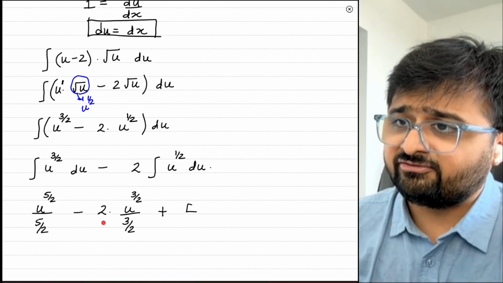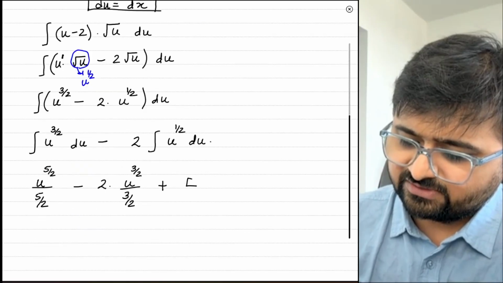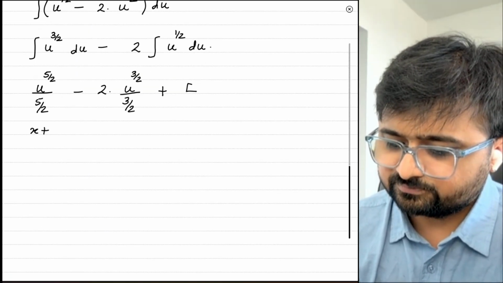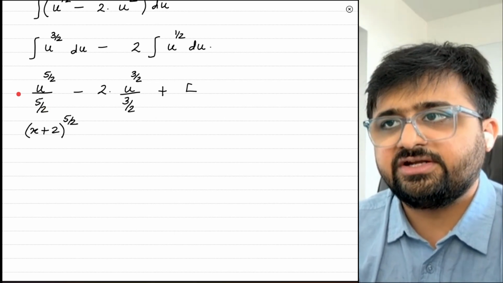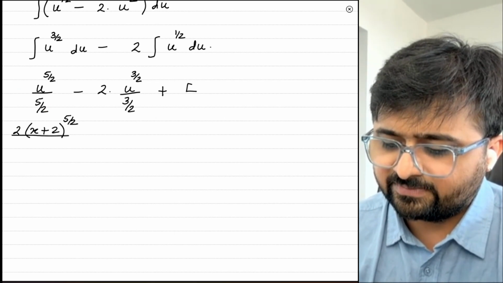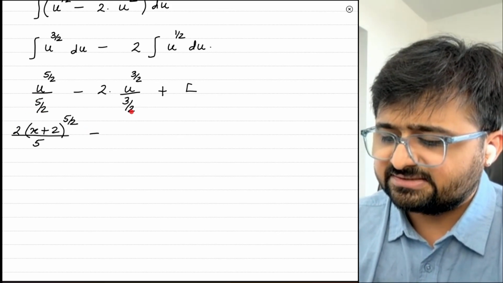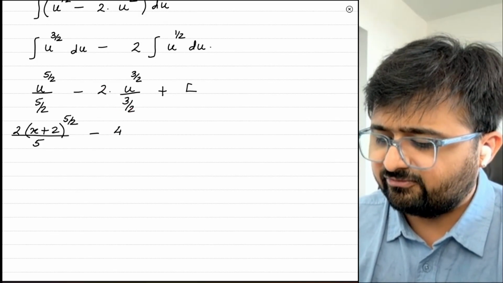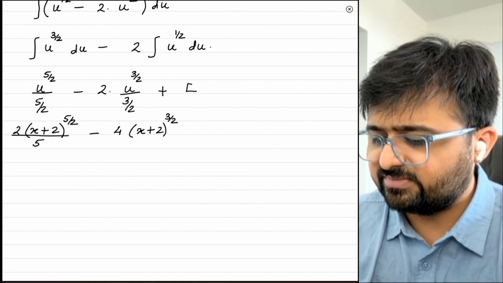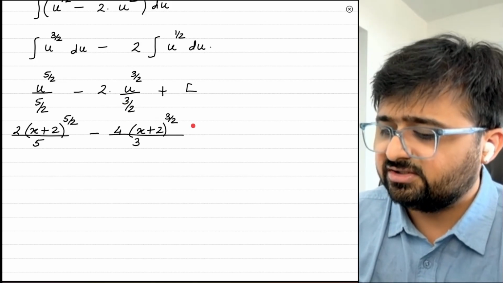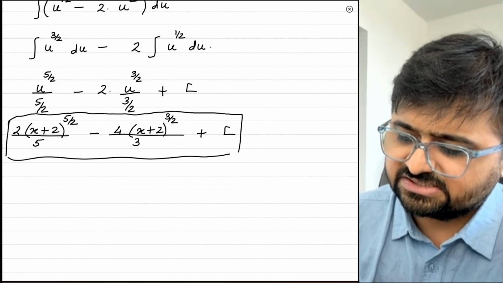Now let's convert this final result back in the x world. So u was nothing but x plus 2. So instead of u, we can just write x plus 2 to the power 5 by 2. Remember that this 2 is in the denominator. Denominator can be taken in the numerator. So I have 2 divided by 5. So that 2 just came in the numerator. And I already have that 5. Minus this 2 again can be taken in the numerator, so that will become 4. And instead of u, I can just write x plus 2 to the power 3 by 2 divided by, I have 3 already, plus the constant of integration c, and this is nothing but your final result. I hope that makes sense.